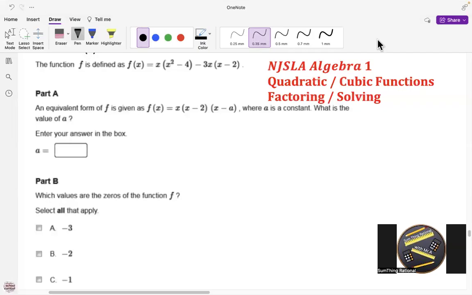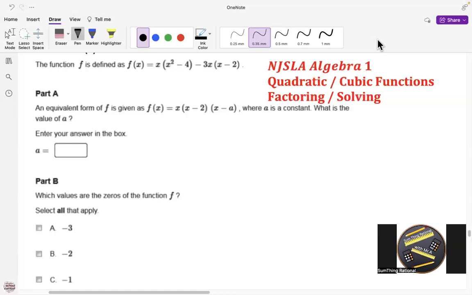Hello everyone. I came back with one more question. We have been solving NJSLA Algebra 1 questions related to quadratic functions. But this is not a quadratic function, a bit different. But anyway, we are solving quadratic functions and equations. You can pause the video and read the question first.